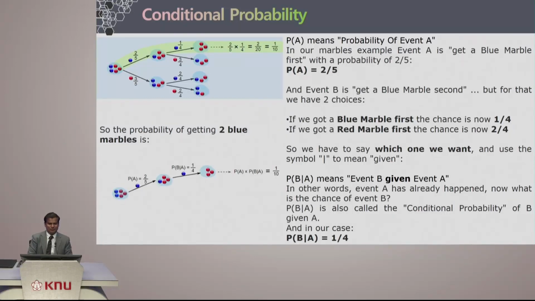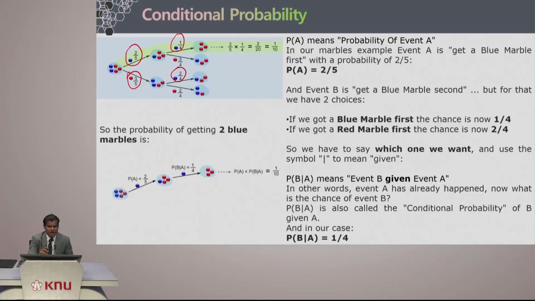But for that we have two choices. If we got a blue marble first, the chance is 1 by 4, and if we got a red marble first, the chance is 2 by 4. You got it? If in the first instance you got a blue marble, then your chance becomes 1 by 4 the second time. But if in the first instance you get a red marble, your chance becomes 2 by 4 for picking up the blue marble in your second chance.